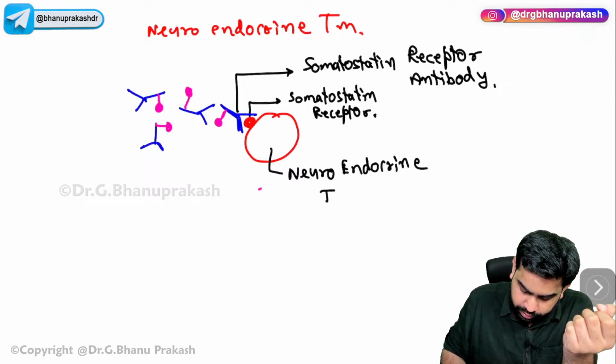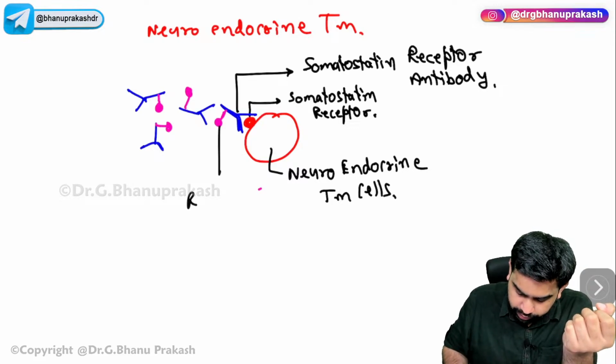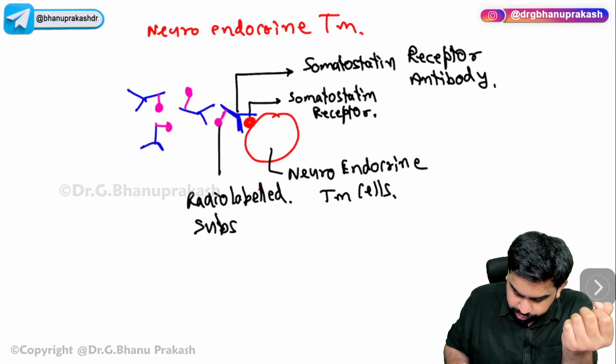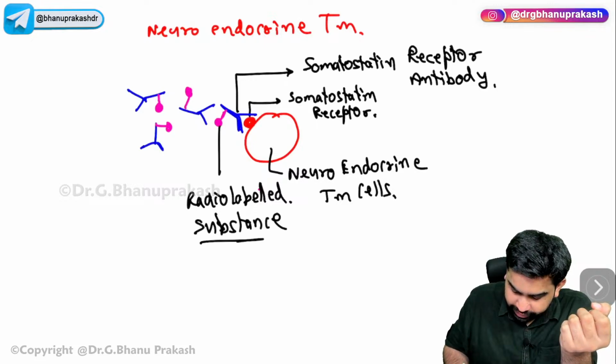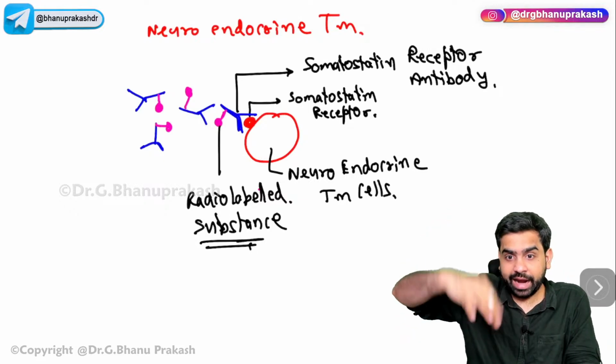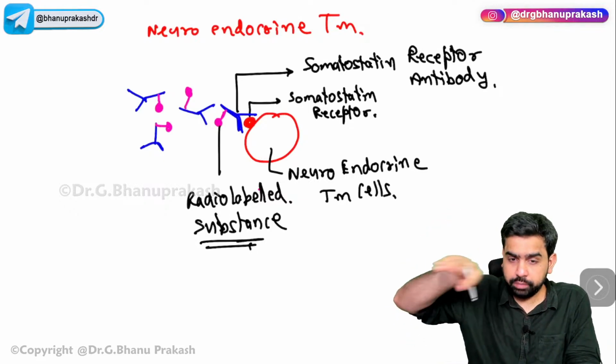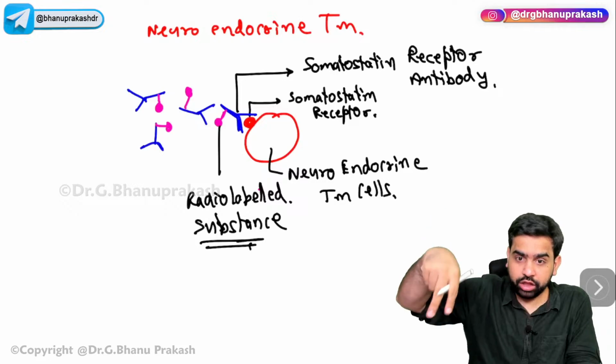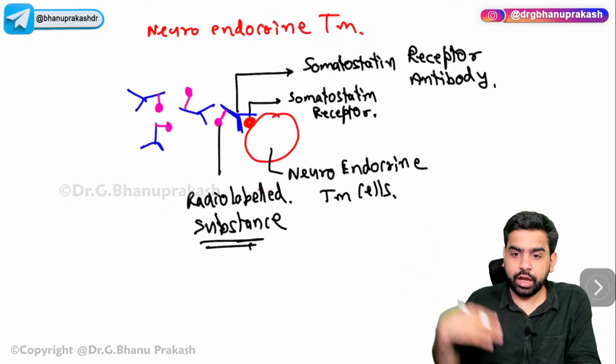What is this? This is your neuroendocrine tumor cells. And what is this? This is the radiolabeled substance with which you have tagged these antibodies. So these antibodies are tagged by the radiolabeled substance, and when they go and attach to these somatostatin receptors, now you will be able to localize it.